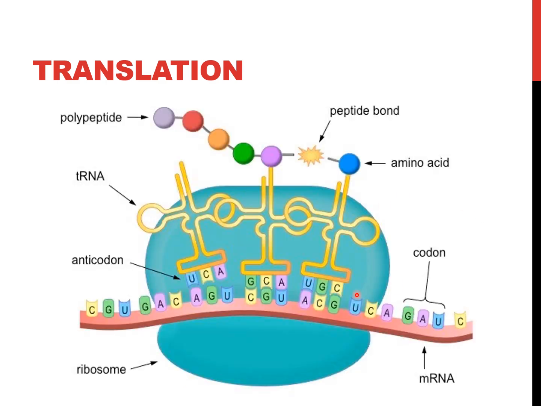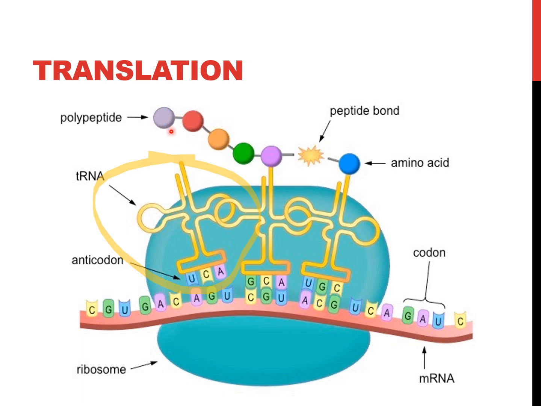So you can see that here. That's one tRNA molecule with its anticodon. So UCA is obviously complementary to the AGU that you see there. So we have it here: tRNA, UCA, complementary to AGU.